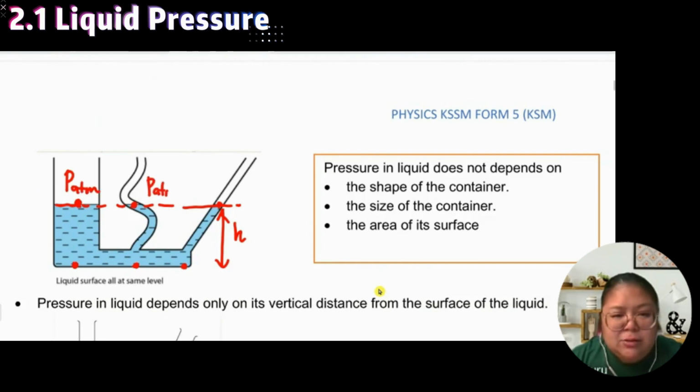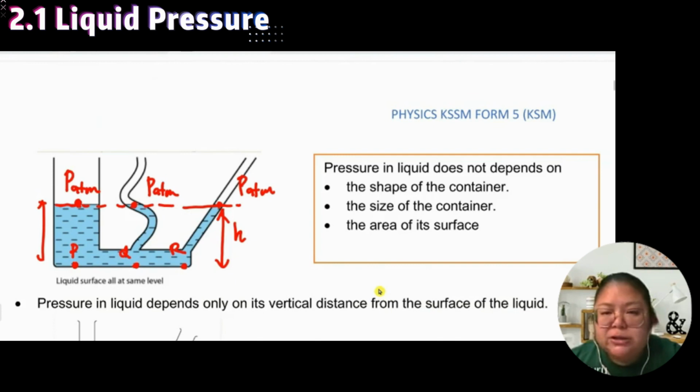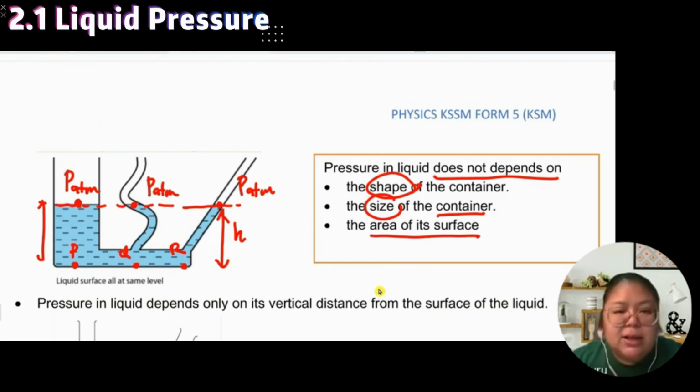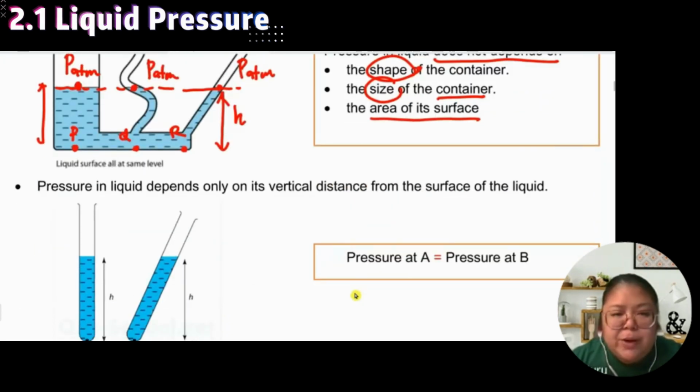So that means now at the bottom, all the pressure is the same. For atmospheric, you also got the depth of the liquid, that's H rho G. So P here, all the pressure is the same. Why? Because the level is the same. Okay. So pressure in the liquid does not depend on the shape, size of the container, or area of the sea. Don't care about that. Just the level same, then that's the same. So pressure depends only on vertical distance.